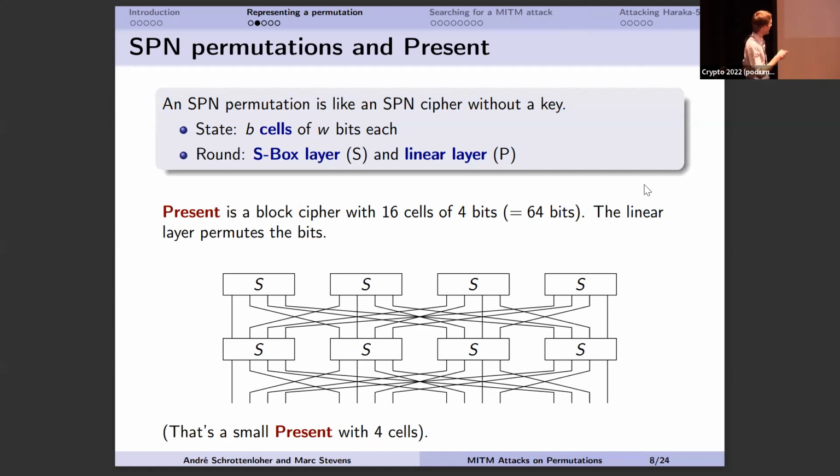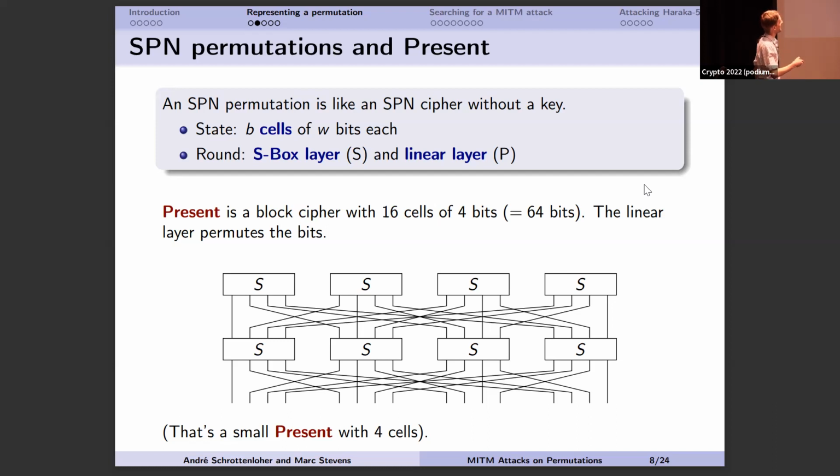Now, I'm going to focus on the example of PRESENT here. Actually, this is not PRESENT. It's a small PRESENT because it had to fit in the slide. But PRESENT takes this linear layer, which is the permutation layer, very literally, because the linear layer only permutes the bits in the state.